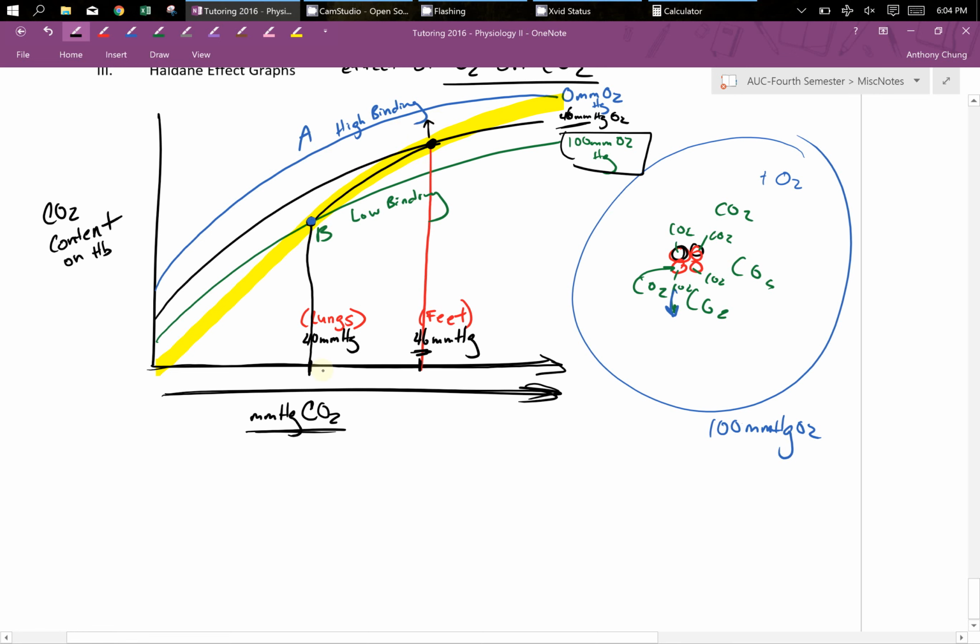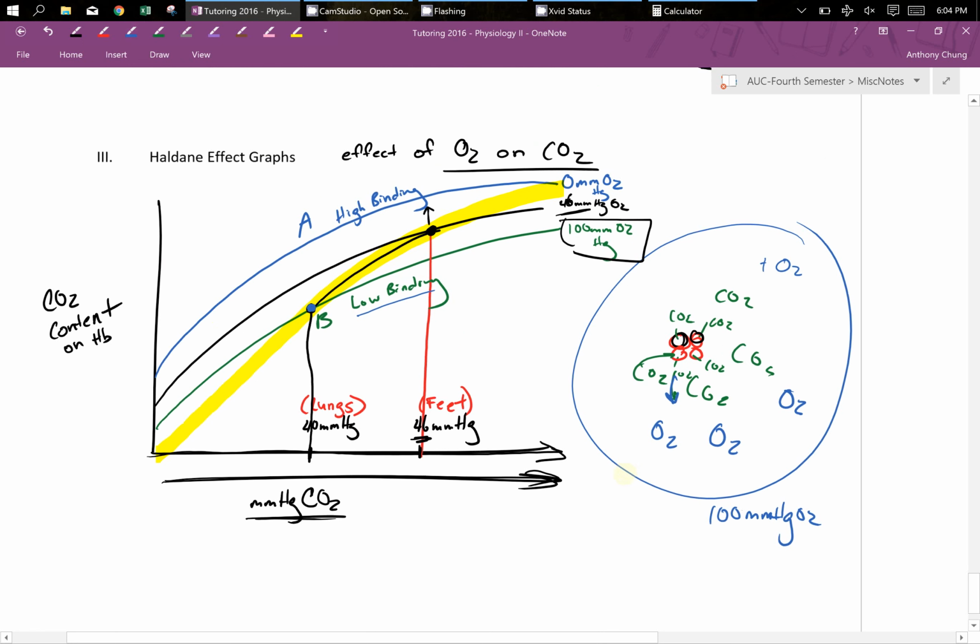How about when you're in the lungs? Is the CO2 binding very well or very little? Just think of it conceptually. If you're in the lungs, you have a lot of O2 around. All the O2 is going to kick out your CO2, so your CO2 binding is going to be low. Look at it. Is it closer to B or closer to A? It's closer to A. A, we said, was low binding. So that's how you read these graphs. Do you guys have any questions?